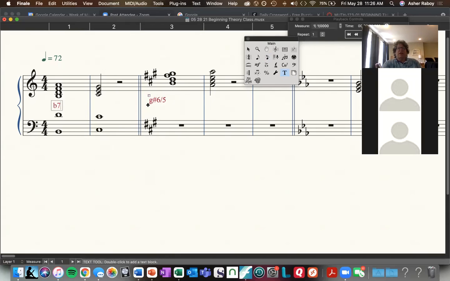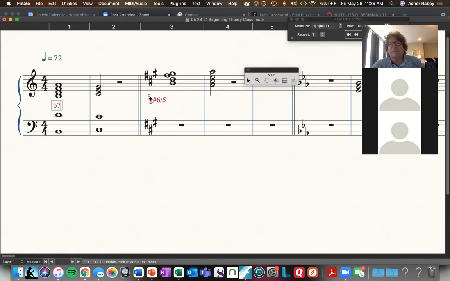I need a little diminished sign there. I left it off. But G sharp is the chord, and it's telling you it's in first inversion. Second inversion is 4-3. Last inversion is 4-2. And you can always figure that out by just counting the intervals. That's a 5 and a 6, right? So you want to know those things. The 4-2, the 4-3, the 6-5, and the 7. Okay. Any questions on that?